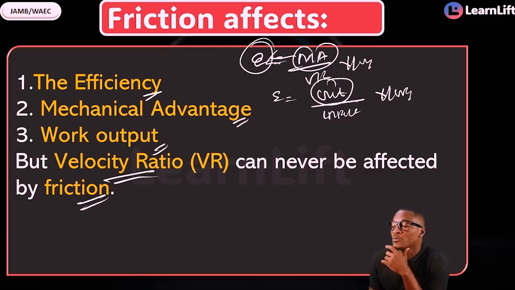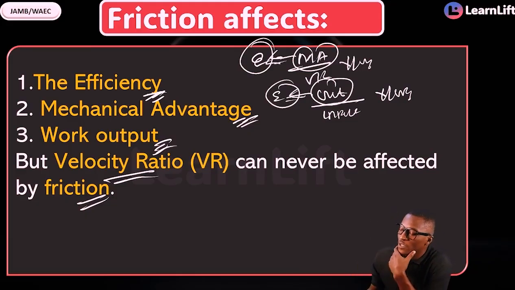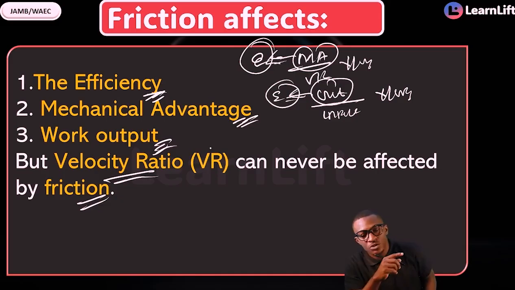Friction too affects work output, and work output is proportional to what? To efficiency. So what are the three things friction affects? Number one, it affects efficiency. Number two, it affects mechanical advantage. Number three, it affects work output. If you fail it in the exam, I will look for you and I'll fight you. I'm serious. What does friction not affect? Friction does not affect what? Velocity ratio. Do you understand?